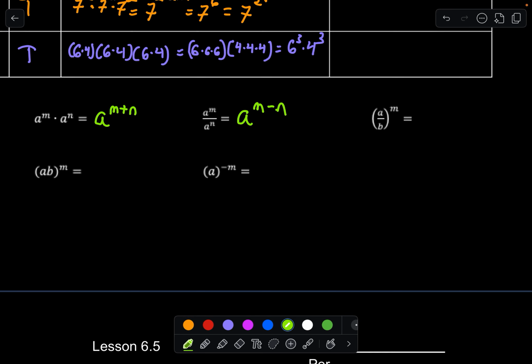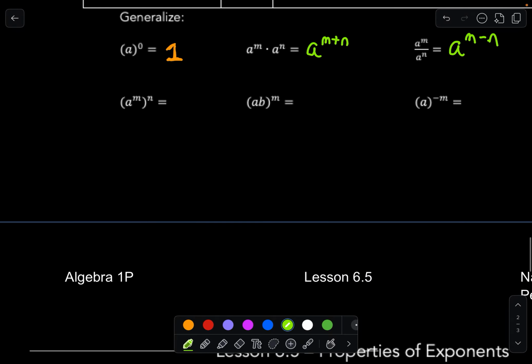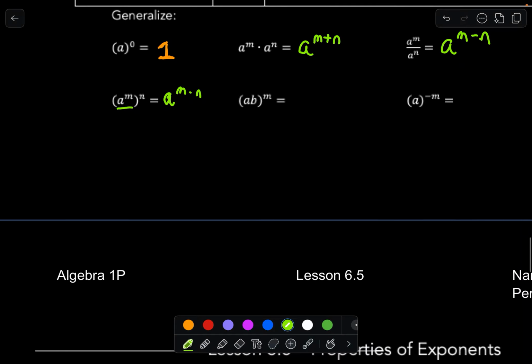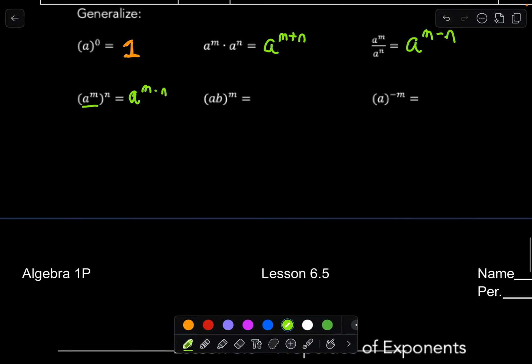When you raise a fraction to an exponent, you raise the top to that exponent, and you raise the bottom to that exponent. So the numerator gets raised to the power of m, and so does the denominator. When you raise a power to a power, this property right here, you multiply the exponents. So that's going to be a to the m times n power. And when you have the product of two things, a times b raised to the m power, you distribute that exponent to each piece.